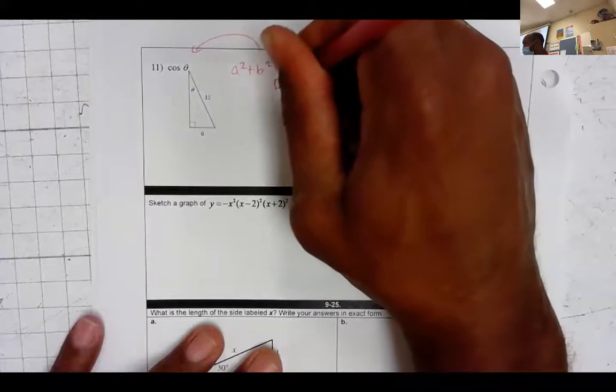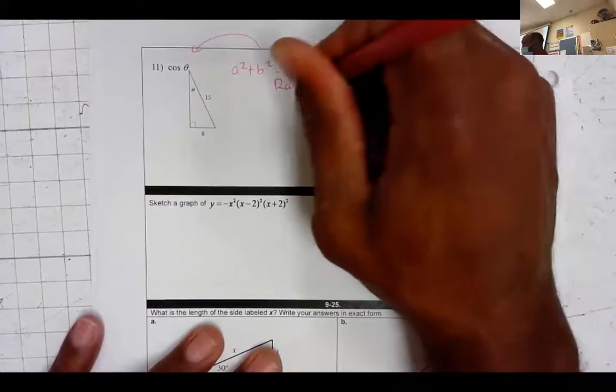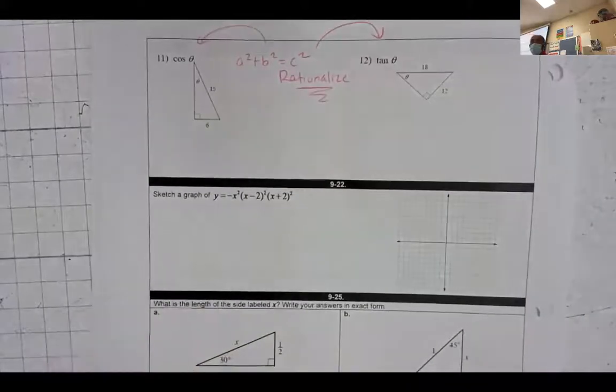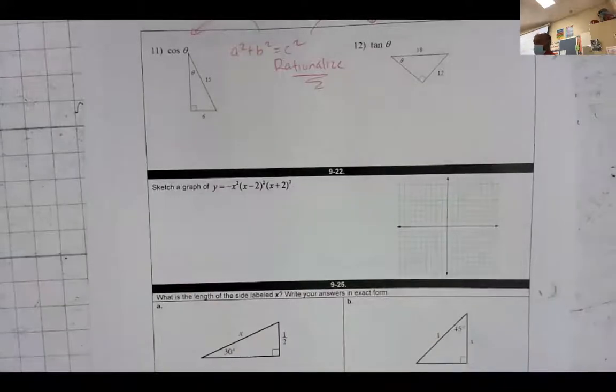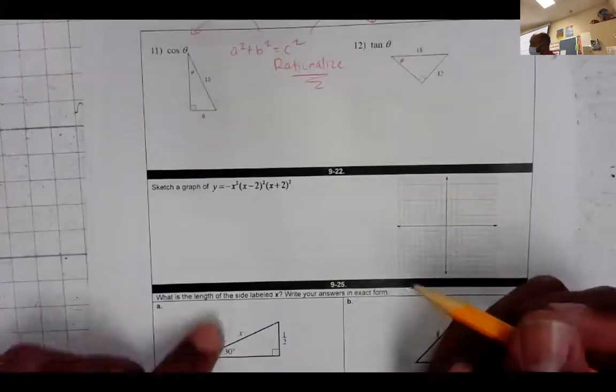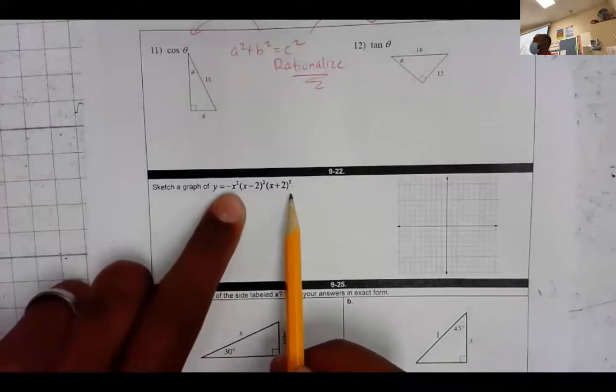And rationalize. So this is kind of a combination of the two, kind of like that one example I showed you guys on the board with the secant. Okay, I'm going to go over this one with you guys real quick. So this one, you're sketching a graph. Okay, so it's kind of like what we did when we started class.